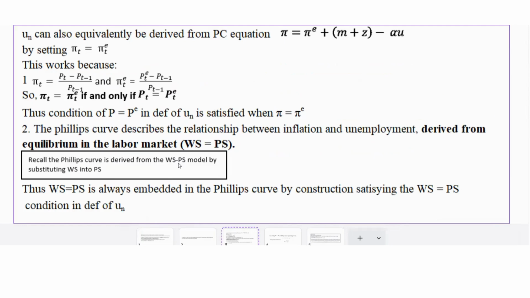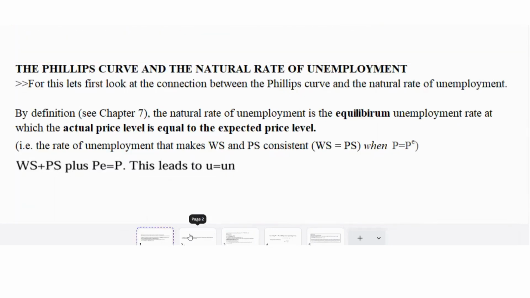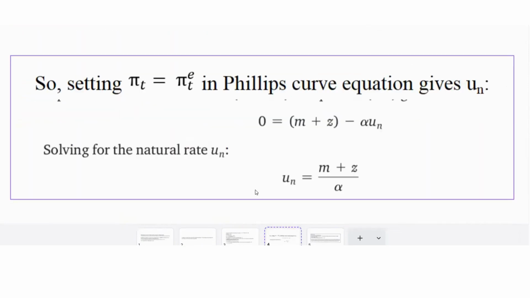Second, the Phillips curve is derived from equilibrium in the labor market, so WS equals PS is always embedded in the Phillips curve by construction. This satisfies the WS equals PS part in the definition of the natural rate of unemployment. So setting pi t equal to pi e t gives us UN: it ensures Pt equals PEt, and the Phillips curve, derived from labor market equilibrium, already embeds WS equals PS.